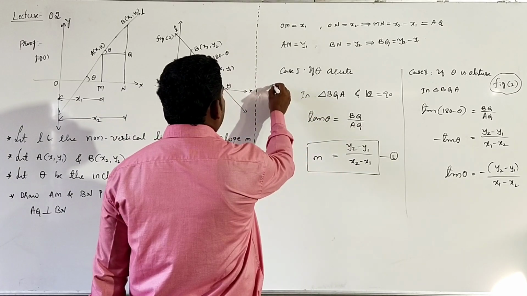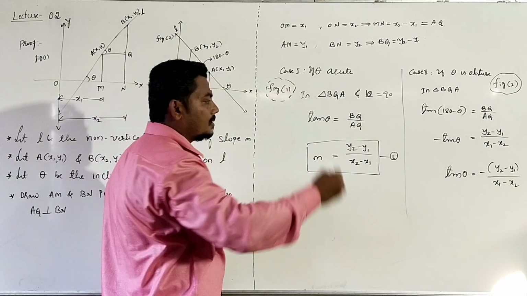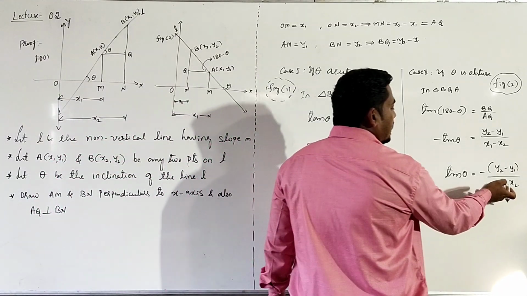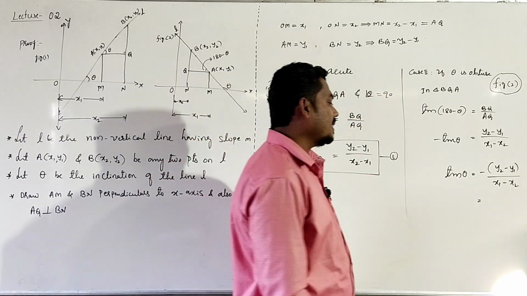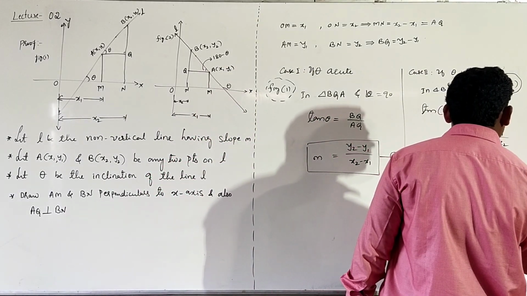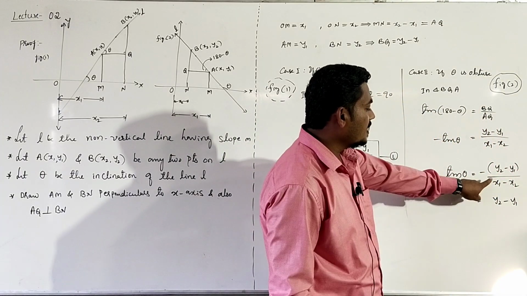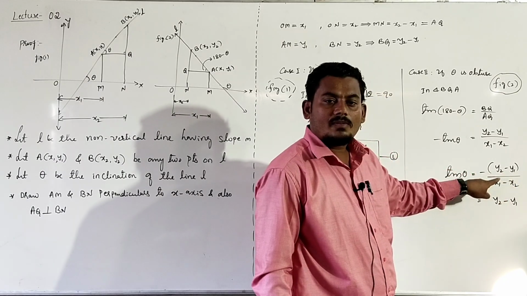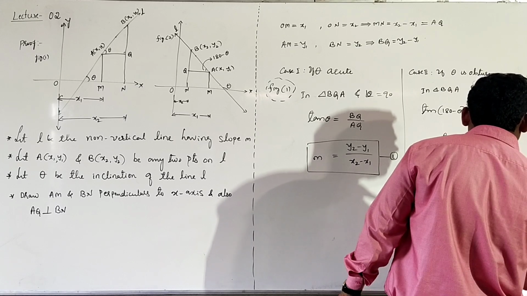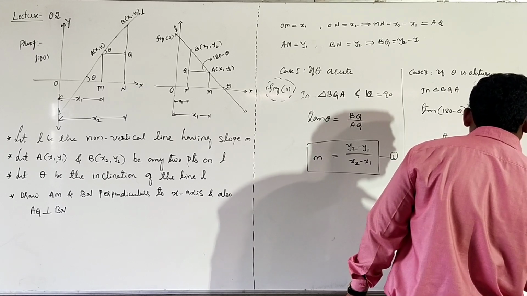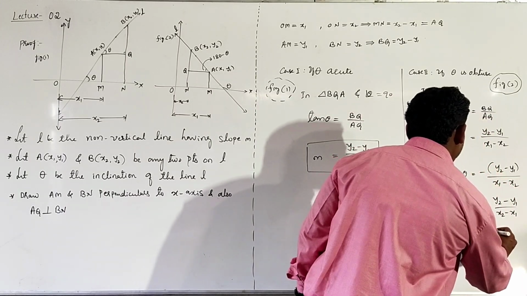For case 1, figure 1. Now, just multiply this negative sign into the denominator, then it becomes y2 minus y1 divided by minus x1 plus x2. Minus x1 plus x2 means x2 minus x1 only, right? That's equal to x2 minus x1 tan theta. What is tan theta? Already you know tan theta is nothing but m only.